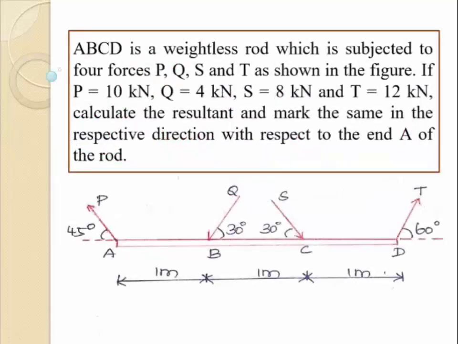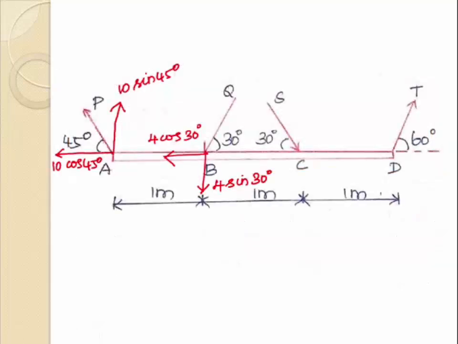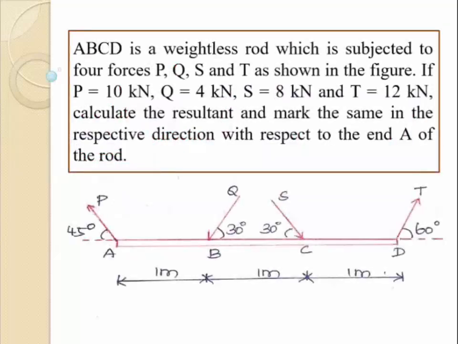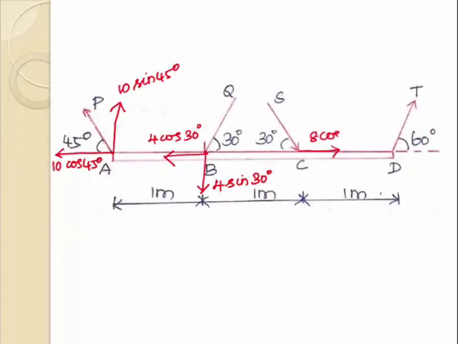Then the force component acting at point C of magnitude 8 kN, that is acting in the fourth quadrant, that can be split into two force components, one along the positive x-axis direction of magnitude 8 cos 30 and the other along the negative y-axis direction of magnitude 8 sin 30.